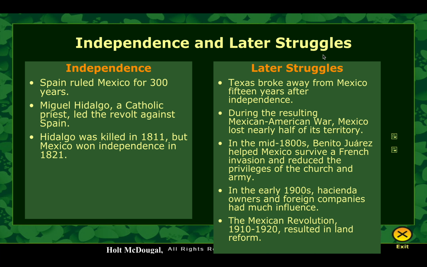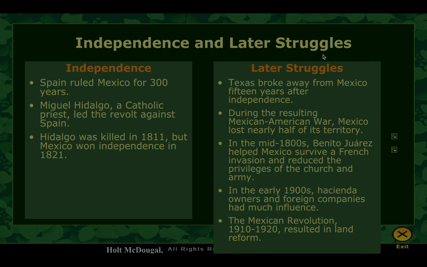In the mid-1800s, so just over 200 years ago, we have Benito Juarez, who helps Mexico survive a French invasion and reduce the privileges of the church. So the church loses a little bit of power in Mexico. In the early 1900s, about 100 years ago, hacienda owners and foreign companies had a lot of influence. But then we have a Mexican Revolution in 1910 to 1920, resulting in land reform, which means that they're not going to allow these big companies and these really rich guys to have all the land anymore.